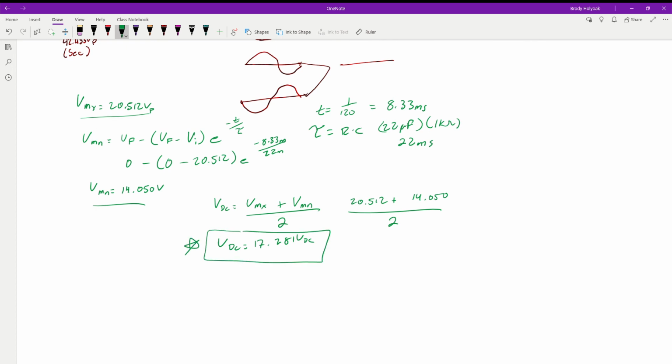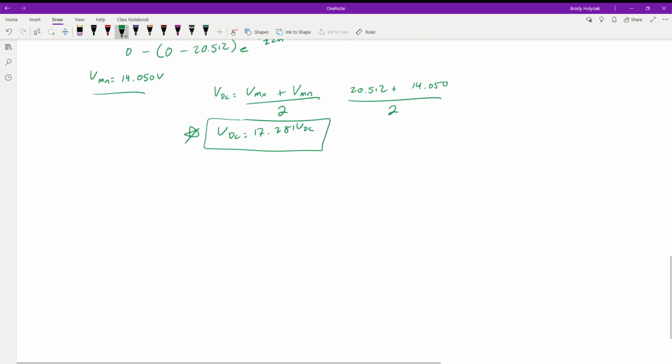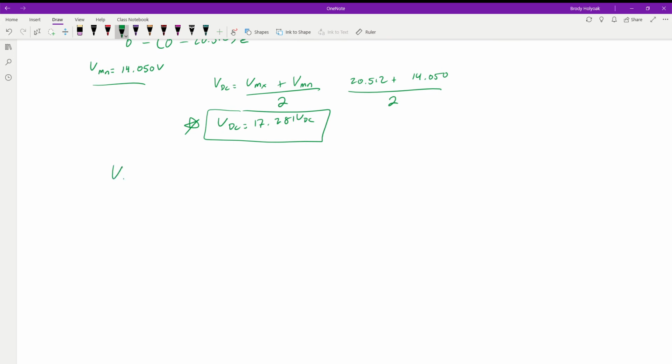Okay, and now we need to find our ripple voltage so we can find the percent, find how good this power supply is. So our V ripple is equal to Vmax minus our V minimum. So we have 20.512 minus the 14.05, and our V ripple is equal to 6.467 volts peak to peak, because it's the total difference between them.